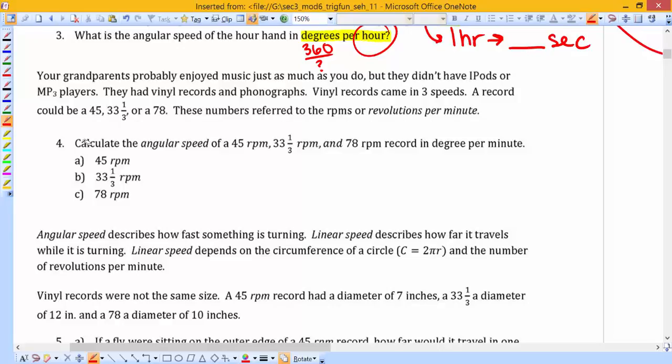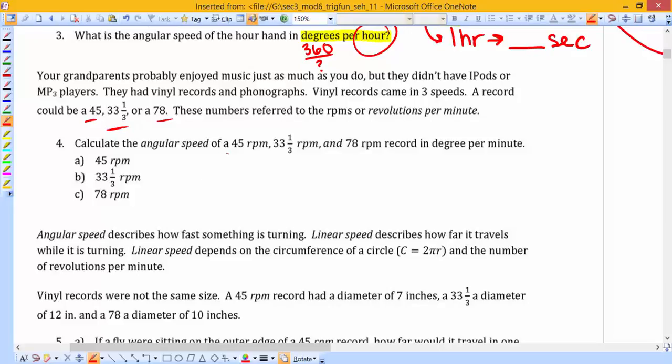Okay, let me start over. You have 3 different sizes of vinyl records. We have the 45s, the 33 and a third, and the 78s. Those are named based on the speed of the record. The 45s are called the 45s because in 1 minute, they complete 45 revolutions.